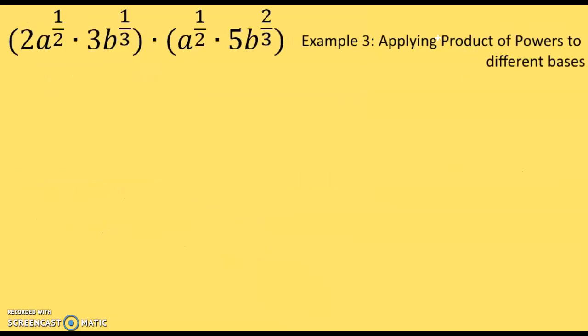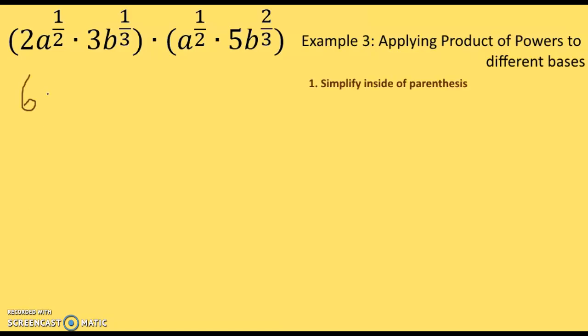Example 3. Applying product of powers to different bases. 2 times a to the 1/2 power times 3 times b to the 1/3 power times a to the 1/2 power times 5 times b to the 2/3 power. The first thing you want to do is try to simplify what's on the inside of the parentheses. a and b are different bases, so we can't do anything with those, but we can multiply 2 times 3, which is 6.